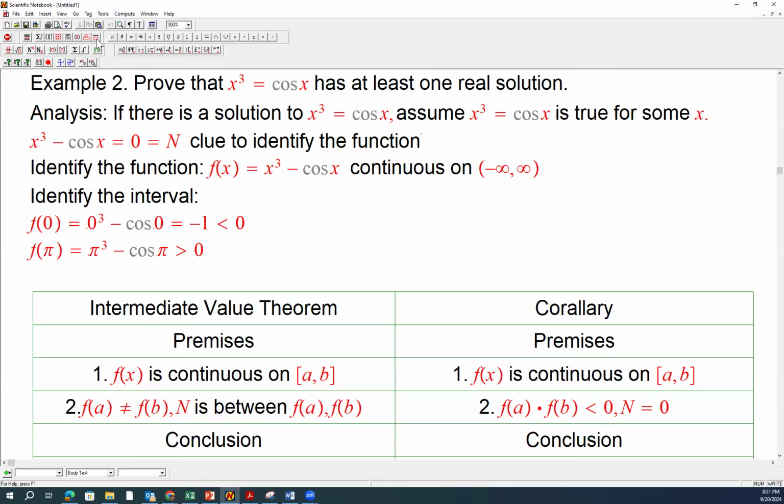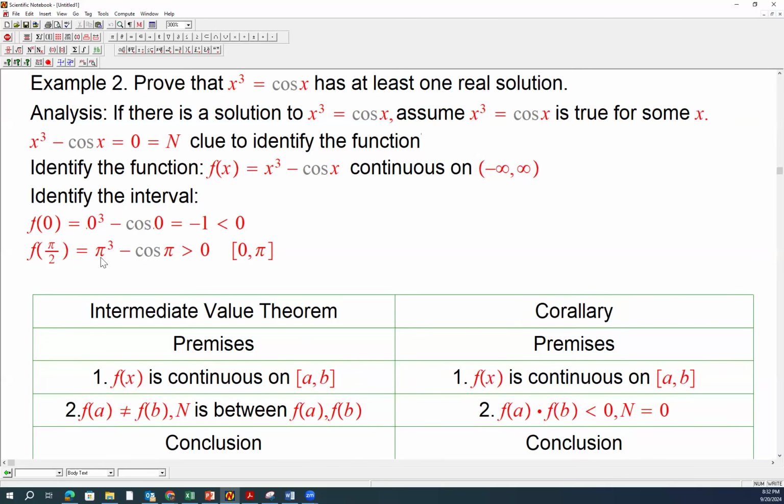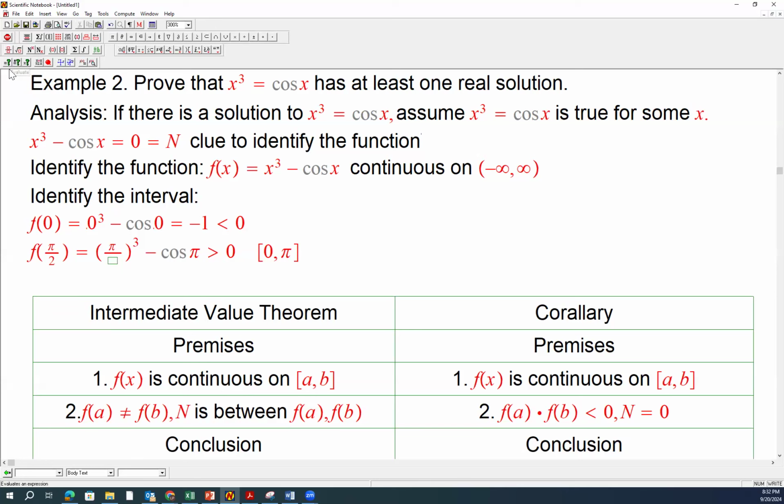So we have identified 0 to pi as an interval, right? One is negative, one is positive. Is this the only interval? Of course not. 2 pi will work, right? How about pi over 2? Hey, let's try pi over 2. That's going to work too.